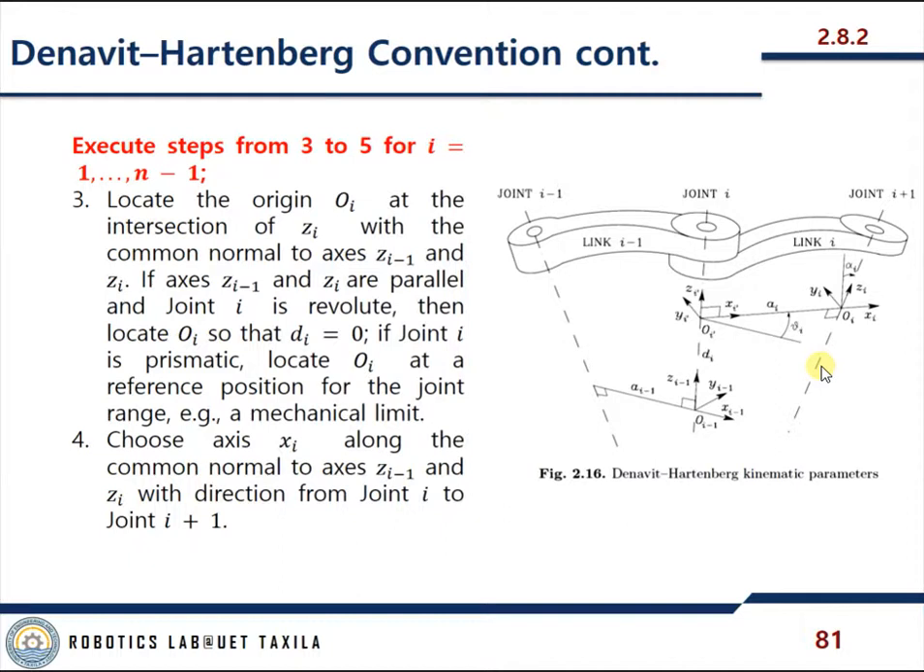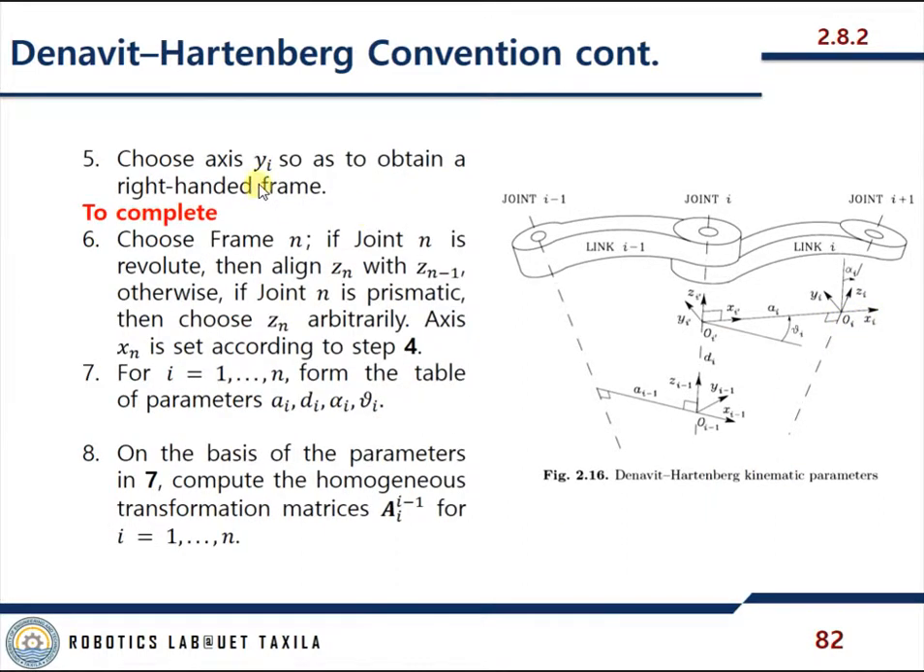Choose x. This would make our problems a lot simpler when we develop the transformation matrix. So choose xi along the common normal to axes zi-1 and zi. This will be the x-axis xi, with the direction from joint i to joint i+1. So this is going to be the positive direction. Choose axis yi so as to obtain a right-handed frame. So this one is to make the right-handed frame.